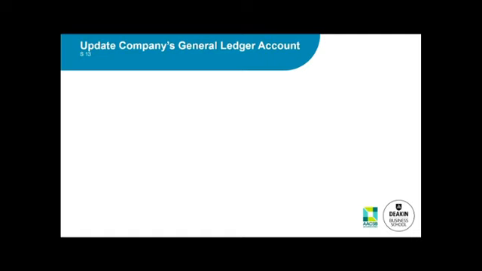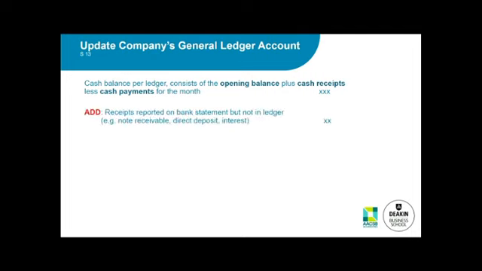So let's update the company's ledger account. The cash balance per ledger consists of the opening balance plus the cash receipts less the cash payments for the month. We know that. We then add any receipts reported on the bank statement but not in the ledger. In this case, examples are notes receivable, direct deposits, interest, or a dividend, for example.